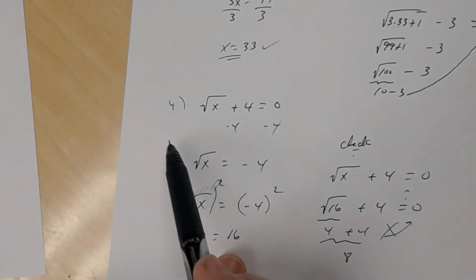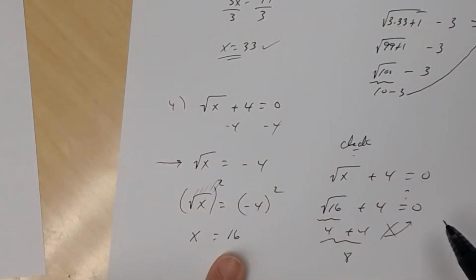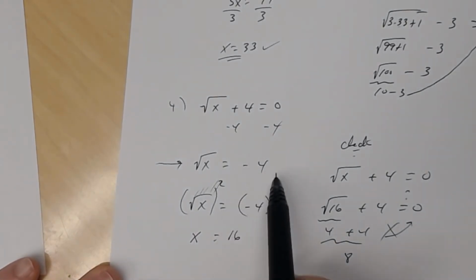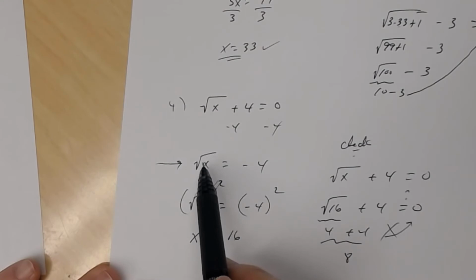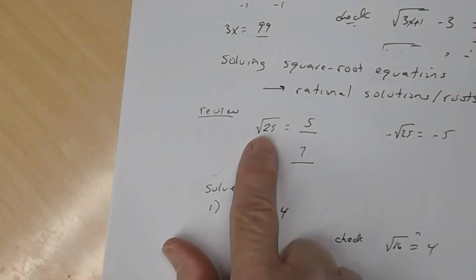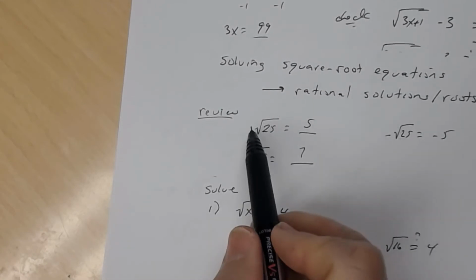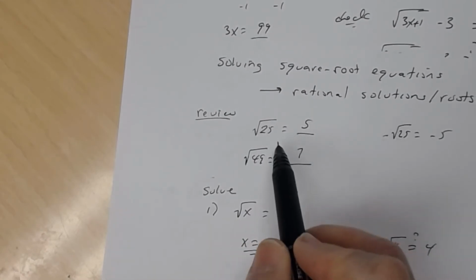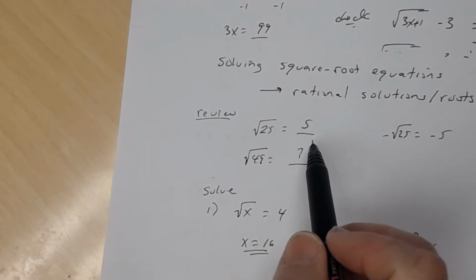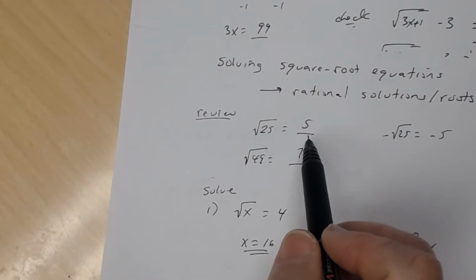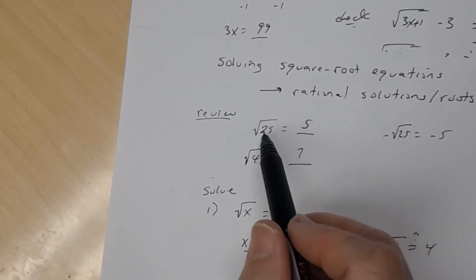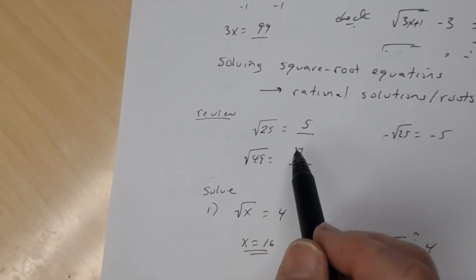Well, let's go back to this one right here. Remember we said that when we take the square root of 25, we're looking at the positive square root here. When you're looking at the square root of 25, we get a positive 5. Remember, we didn't say negative 5, we said 5. The square root of 49 is a positive 7. The square root of 25 is a positive 5.